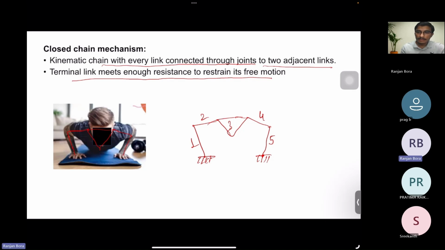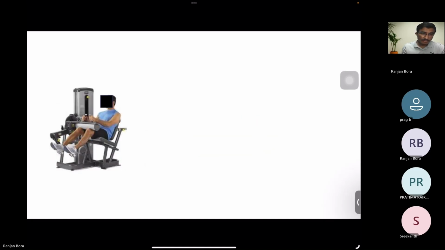So have you got it? Yes, 1 and 5 are the terminal links.